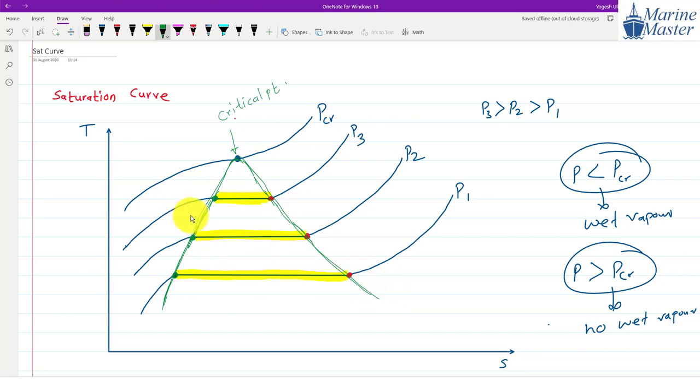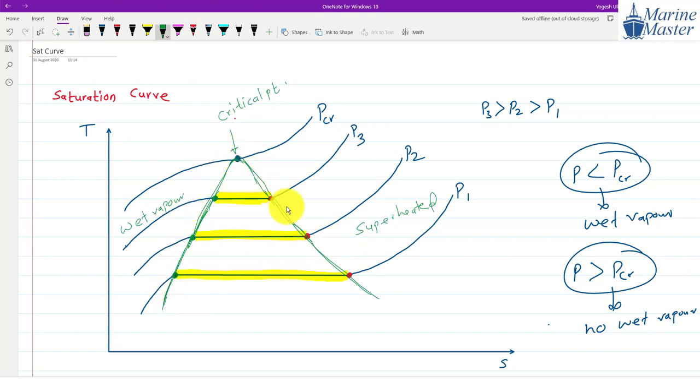Means if our state is on this side of the curve, we will get a what? Wet vapor. If you are on the right hand side of this saturation curve, we will say it as a what? Superheated vapor. We are not going to draw this. This is a very bad drawing, guys. We will draw this one properly. But I am explaining what the meaning of saturation curve is here, guys.